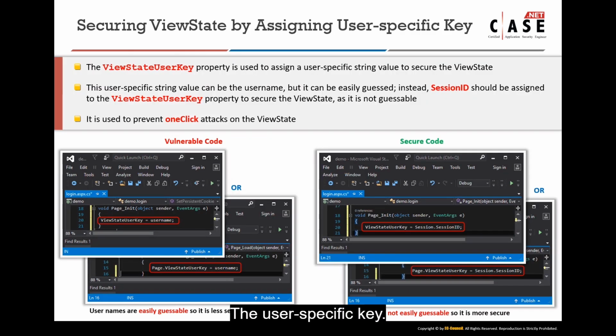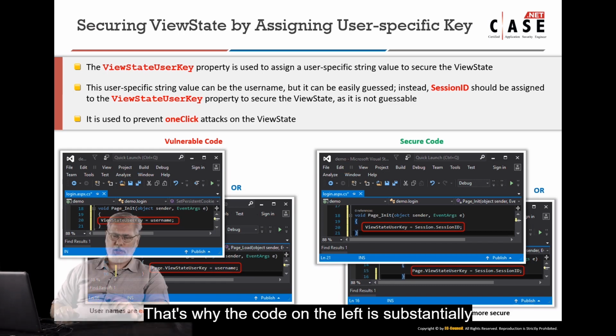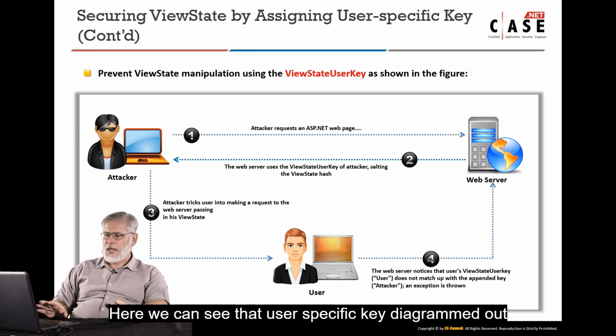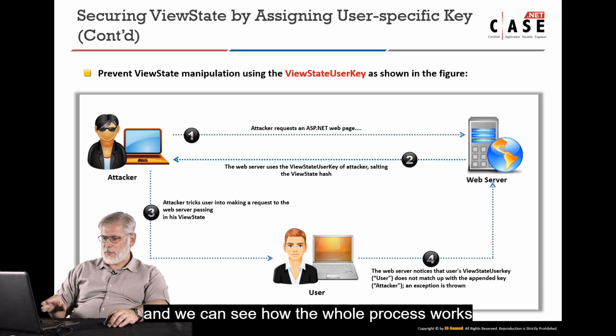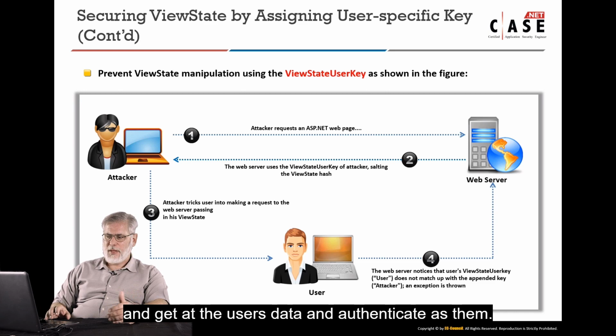The user-specific key. Now here you can see the user-specific key is a randomly generated session ID in the secure code on the right. It's just the username on the left. Well, it's a good chance I already know the username as an attacker, and if not, I can probably guess it fairly easily. That's why the code on the left is substantially less secure than the code on the right. Here we can see that user-specific key diagrammed out, and we can see how the whole process works with an attacker attempting to subvert the system and get at the user's data and authenticate as them.